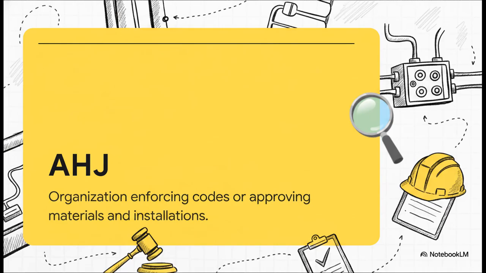Okay, here's a term you're going to see constantly, the Authority Having Jurisdiction, or AHJ. In the real world, the AHJ is the ultimate decision-maker on the job site. They're the inspectors or agencies interpreting the rules, granting special permissions, and ultimately deciding if your installation is actually approved. When the code leaves a little room for interpretation, the AHJ has the final say.